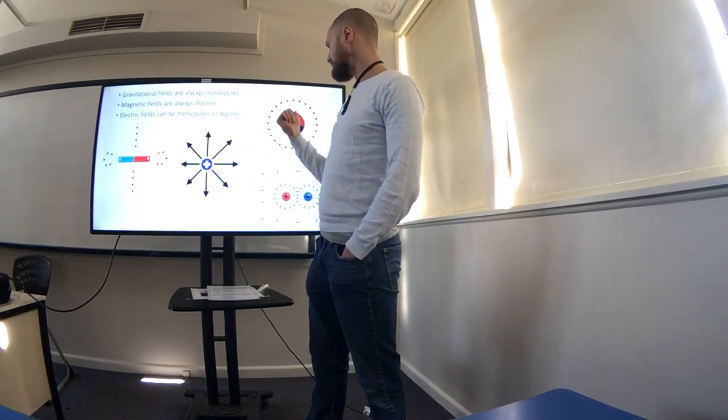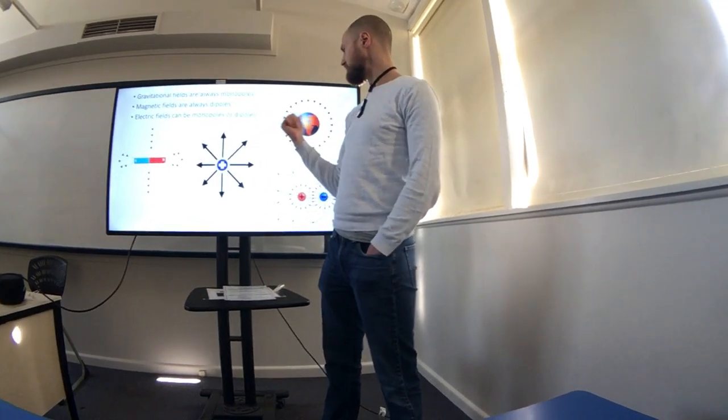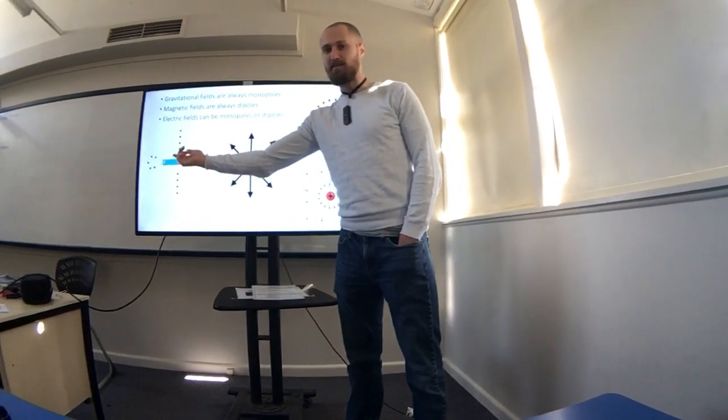So this one is always just going to be on its own. This one's always going to come in a pair. Mono means one, it's on its own. Di means two, so it comes in a pair.